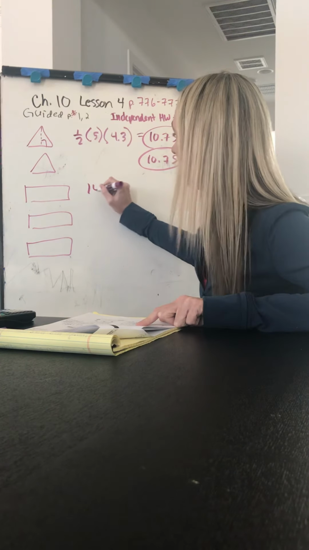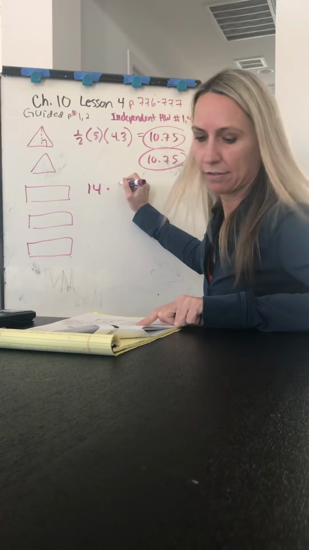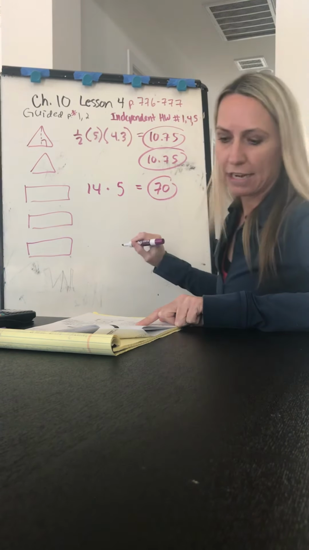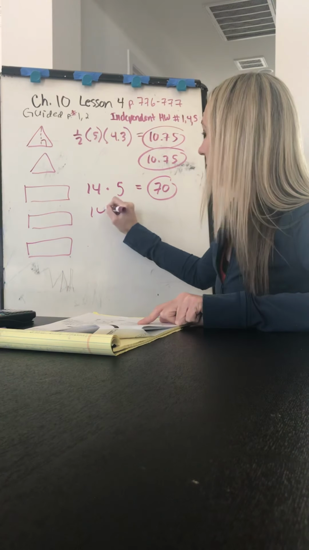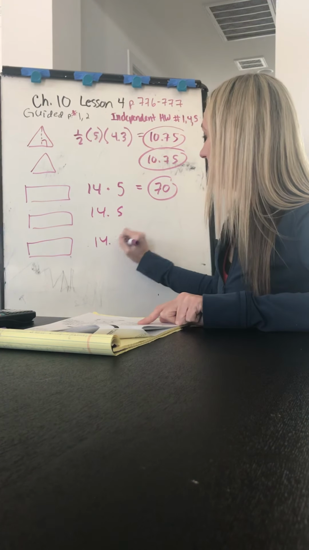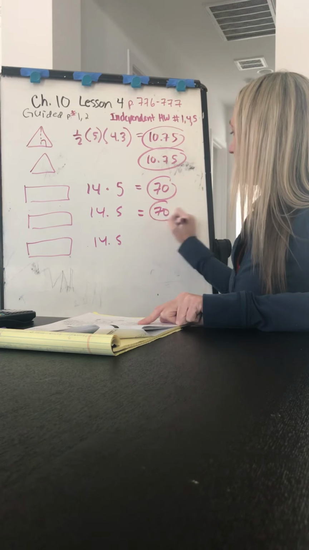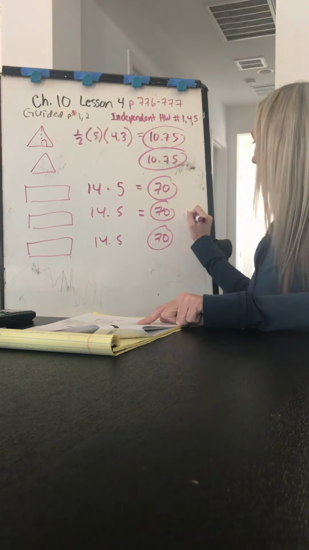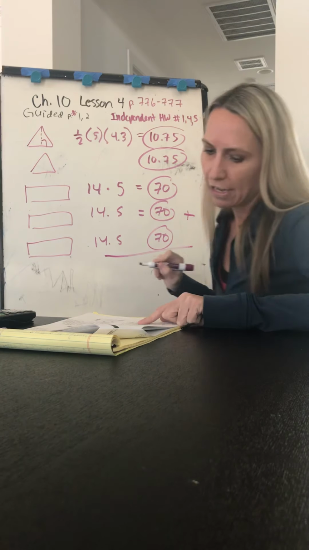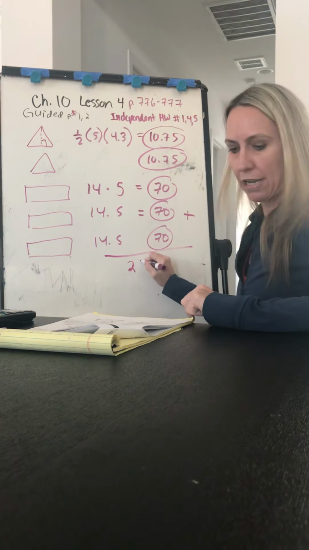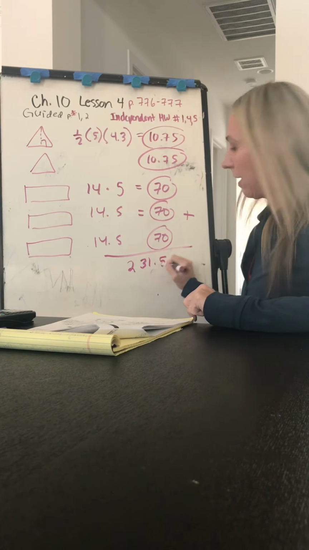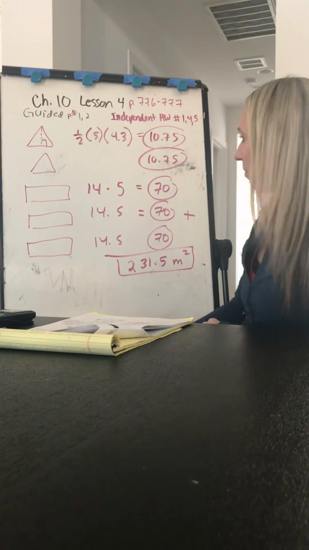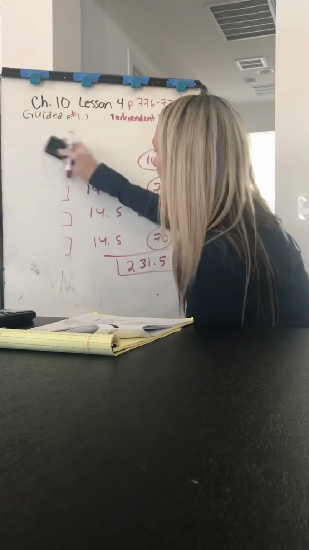So it's going to be base times height for the area of a rectangle, and we get 70, and there's 3 of those. Those are the same. Then we're going to take all of these areas of each surface, and add them together, and we get 231.5, and it's meters, so it's square meters. That's number 1.